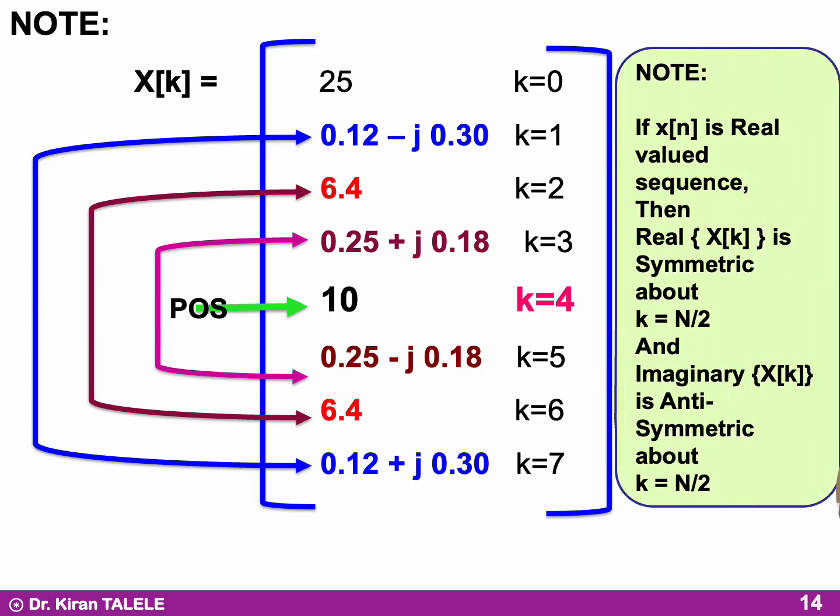So we can draw this conclusion. If x of n is a real valued sequence, then the real part of x of k is symmetric about k equal to N by 2. In this example, capital N is 8, 8 by 2 is 4. So about this point, both the side values are complex conjugates. Real part is symmetric, meaning exactly the same, and the imaginary part is antisymmetric, that means opposite polarity. It perfectly works when the signal is a real valued sequence.